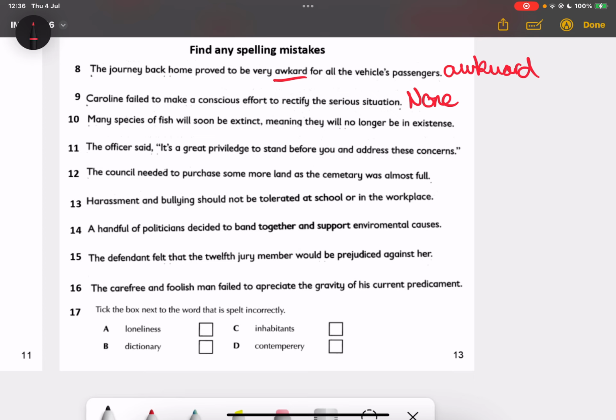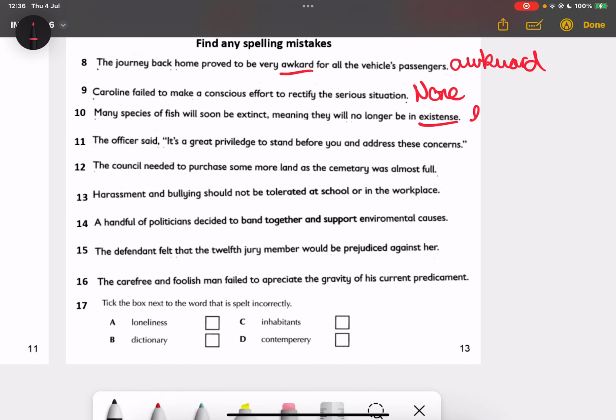10. Many species of fish will soon be extinct, meaning they will no longer be in existence. Well, the second S should be replaced by a C, so existence.